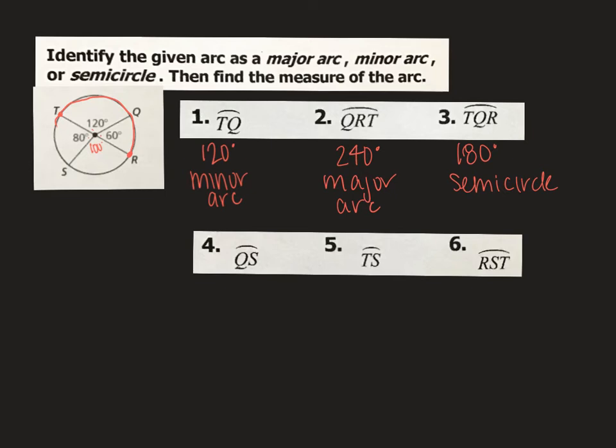So when we look at number 4, we want QS. Now, QS, there's no way to get from Q to S without going through another point. When it only has 2 letters, that's always the smaller of the two. So to get from Q to S, the smaller distance is to go from Q through R to S. So that's going to be 60 degrees and 100 degrees, which is 160 degrees. So less than 180 makes that a minor arc.